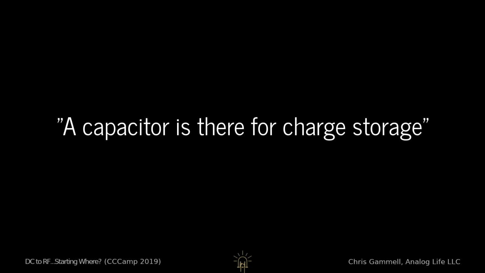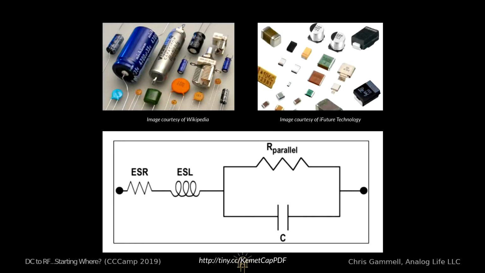Okay, another assumption, a very simplistic assumption for DC, is that a capacitor is there to store charge. And yes, that is true. But the idea here is that a capacitor isn't just a capacitor, right? These are a smorgasbord of different capacitors up on the top left. The top left is through-hole capacitors, and the top right is surface mount capacitors. When you have through-hole capacitors, they actually have wires literally attached to them. That's what those leads are.